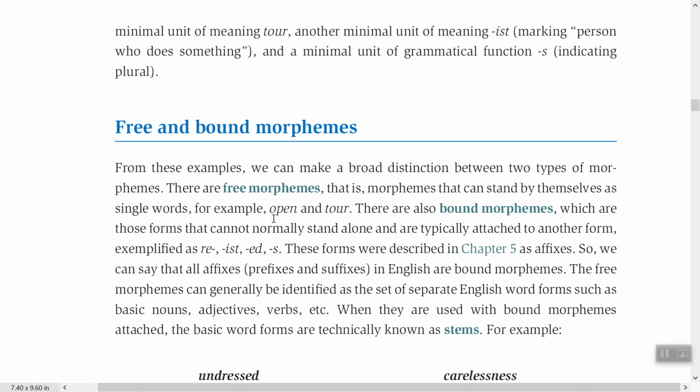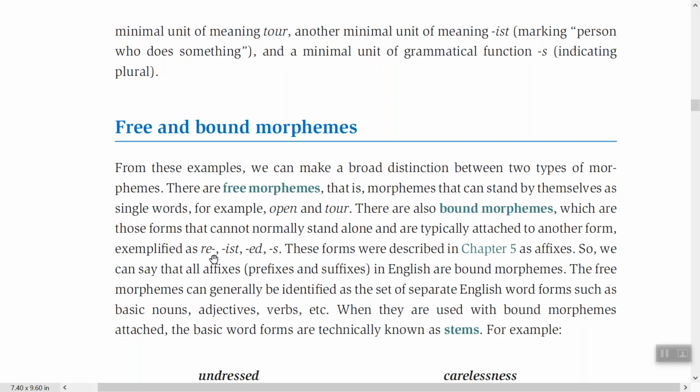For example, open, play, read, write, sleep, walk, try, eat. All these verbs are free morphemes; they can stand alone. This is one. Number two, bound morphemes, which are those forms that cannot normally stand alone. They should be attached, added to another word or to another form.